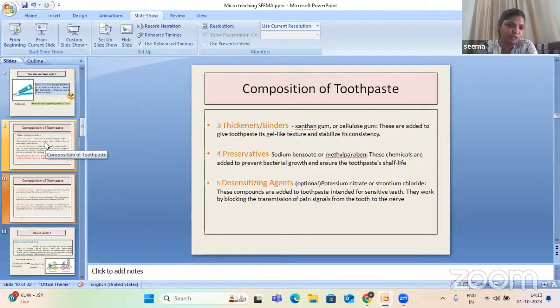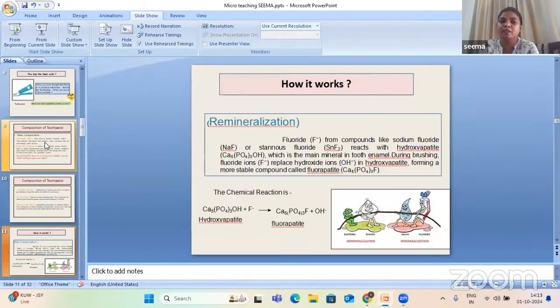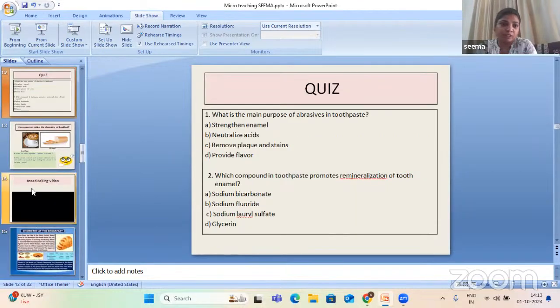So these are the compositions of toothpaste that I explain to the students, and how it works, what the chemical reaction is. And then I ask some multiple choice questions for formative assessment, because when I ask multiple choice questions at the end of the topic, it fosters better understanding in the minds of the students.